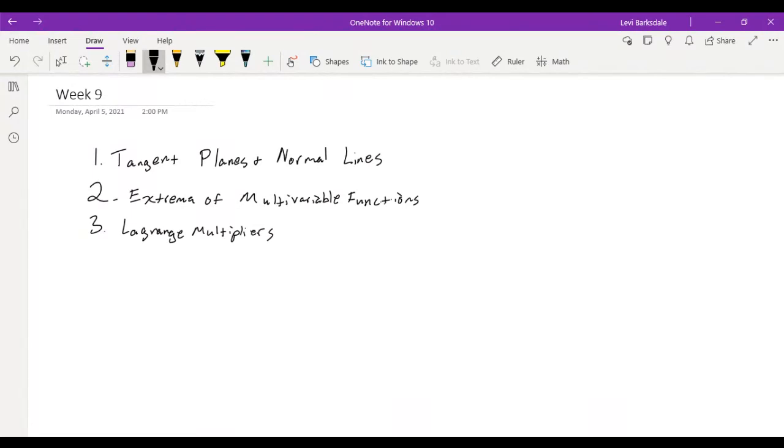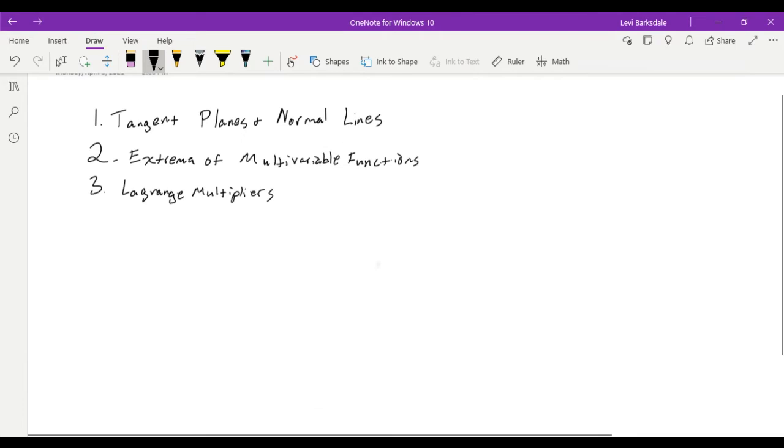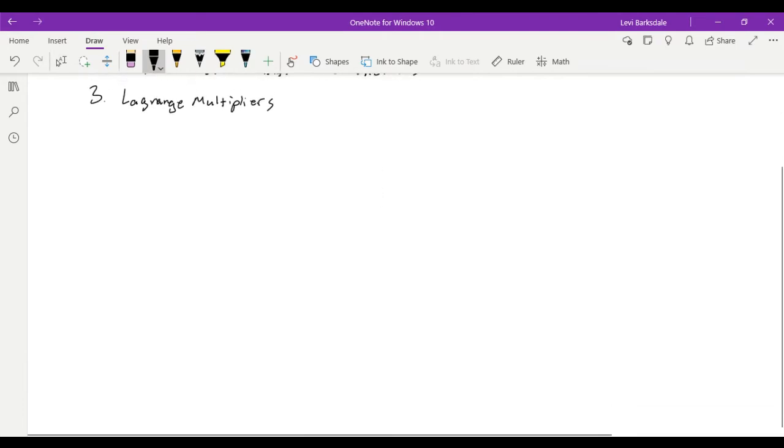In this review, we'll be going over tangent planes and normal lines, then we'll get into some extrema of multivariable functions, and lastly talk about Lagrange multipliers. Let's go ahead and get started with tangent planes and normal lines.